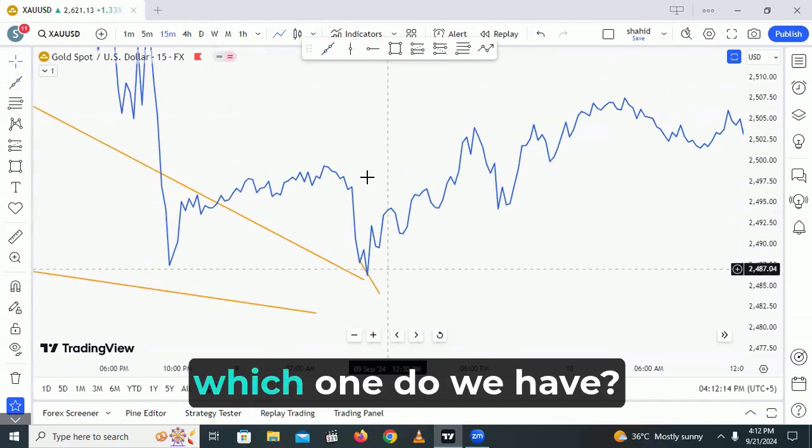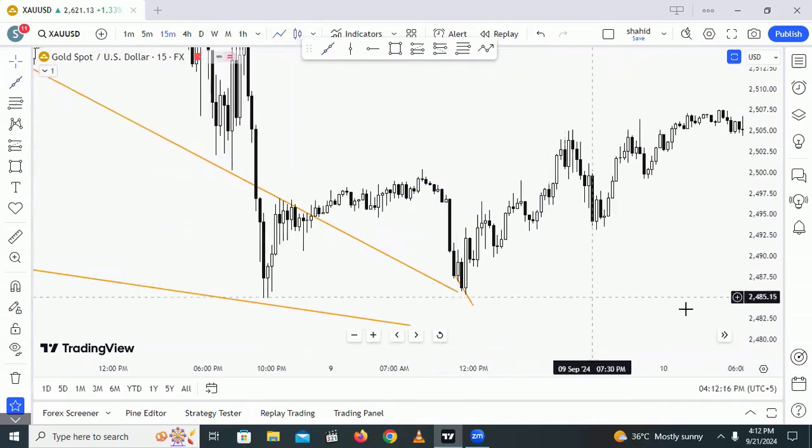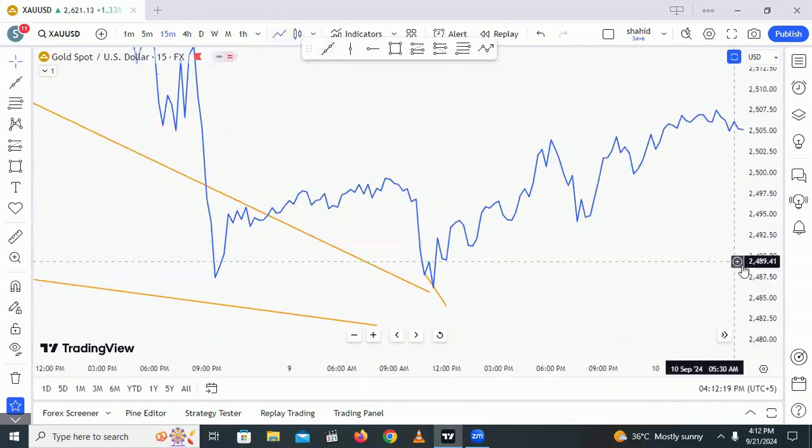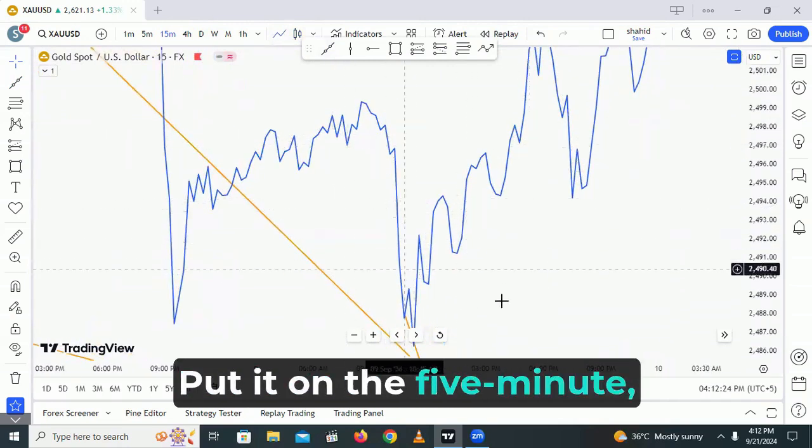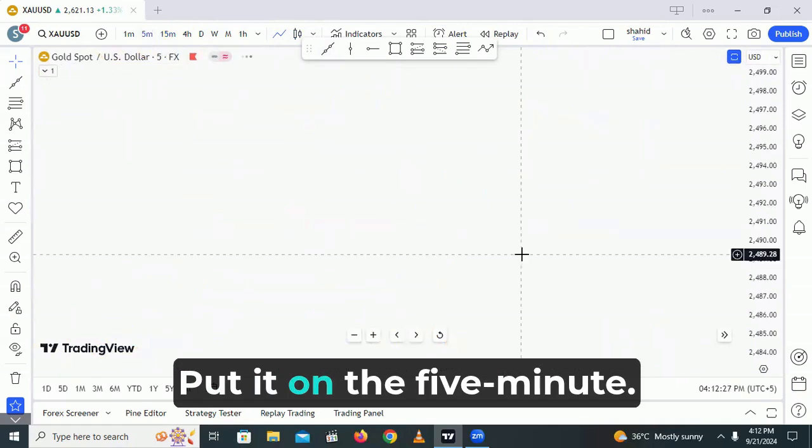If you look above, which one do we have? This one was there, but it cleared it here. Put it on the 5 minute, it went to the zone. Put it on the 5 minute.